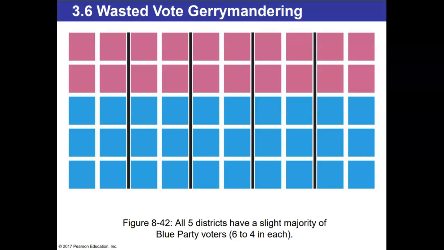Assume there are 50 voters, 20 supporters of the red party and 30 supporters of the blue party. If the blue party controls the redistricting process, it could create a wasted vote gerrymander by creating all 5 districts with slender majorities of blue party voters. Pictured here, you see 5 districts have a slight majority of blue party voters, 6-4 in each.